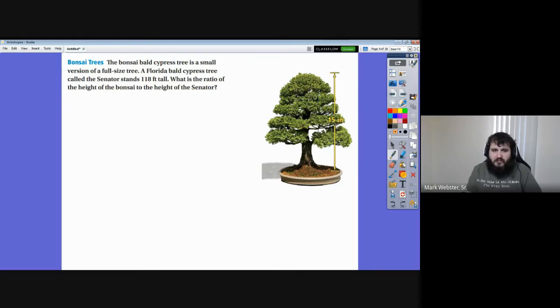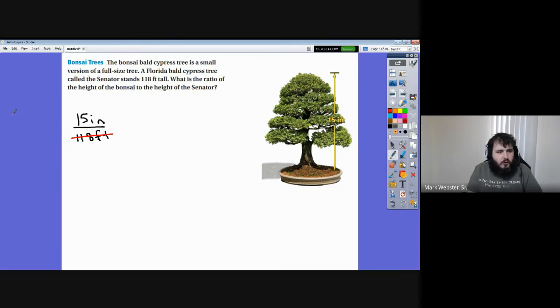Now you'll notice 15 inches, but the other one is 118 feet. And that don't work, right? We can't have inches to feet. This ratio right now as it stands is meaningless. So what I'm going to do is take this 118 feet and turn it into inches. If we want to go from feet to inches, all we do is multiply by 12, right?